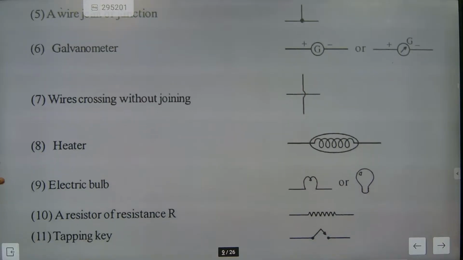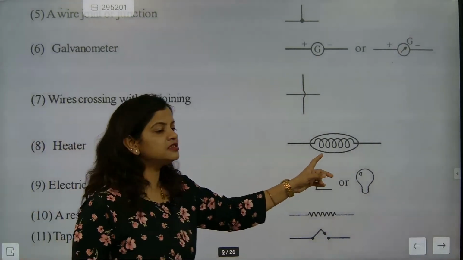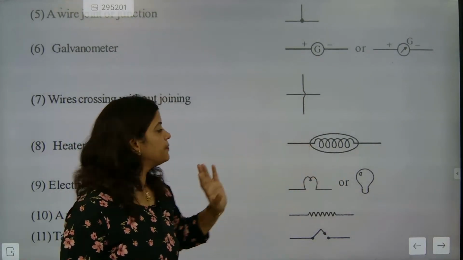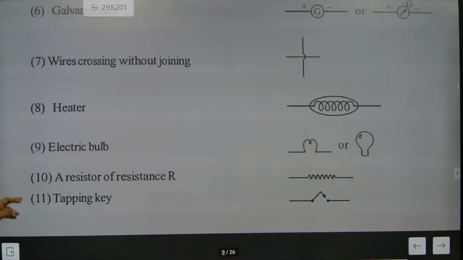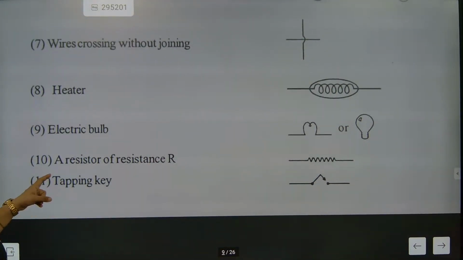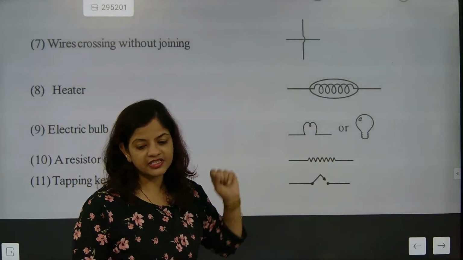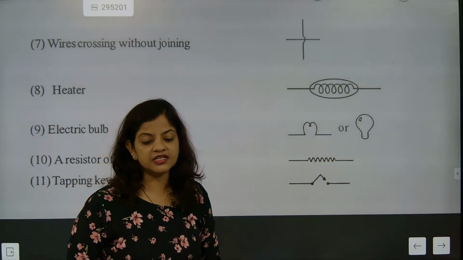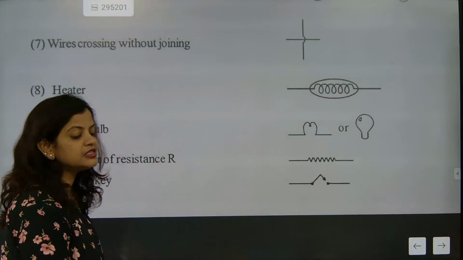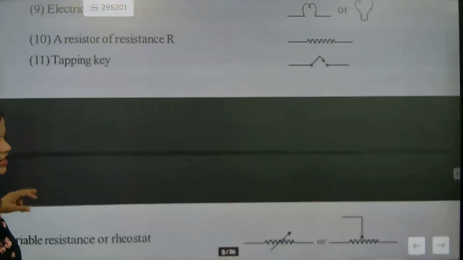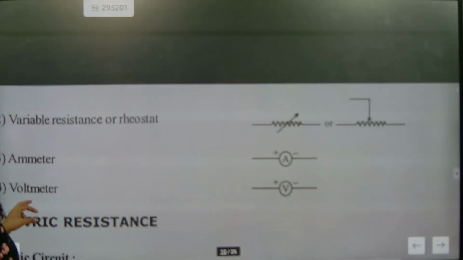Now here, heater. You will see that this is exactly the symbol of a heater. Now the next part is the electric bulb, its symbol, and the tapping key we have also studied. This is what? Fixed resistor or variable resistor? Fixed resistor. So fixed resistor resistance is fixed, and that was a tapping key. Now this is a variable resistor.